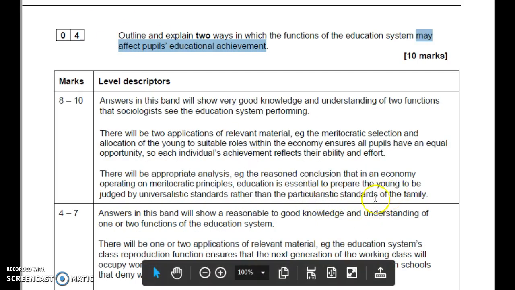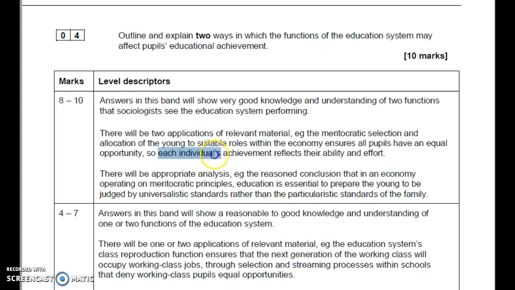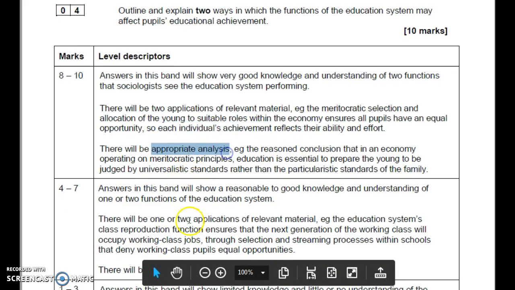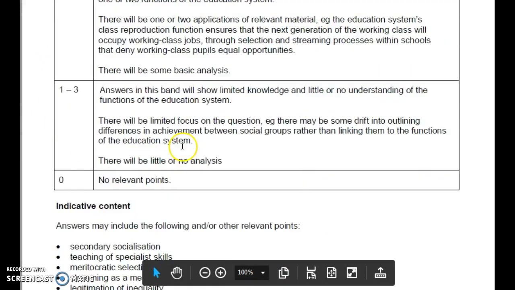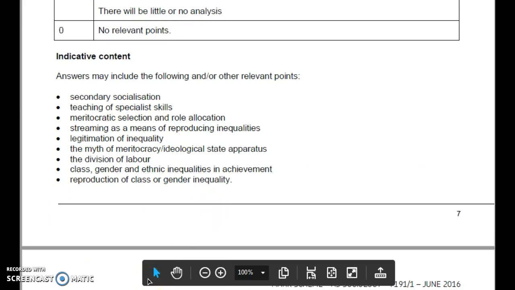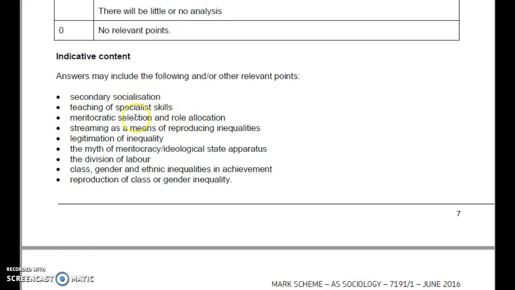Going back to the mark scheme, the top band requires good knowledge of 2 functions, applying the relevant material twice, linking it to educational achievement twice, and giving some analysis. There are no marks available for evaluation, so they are looking for analysis to get into the top band. In the indicative content you have functionalist functions of socialisation, specialist skills, meritocracy and role allocation, and Marxist functions like legitimation of inequality, the myth of meritocracy, the ISA and the division of labour. Then there is inequality of achievement, where you can apply streaming and talk about class, gender and ethnic inequalities in achievement.